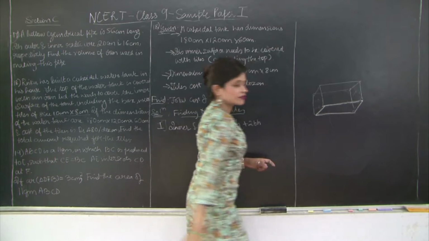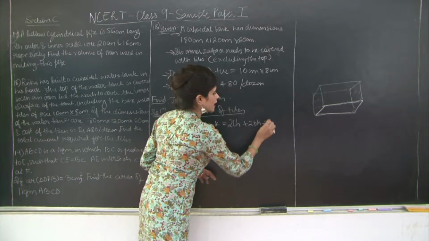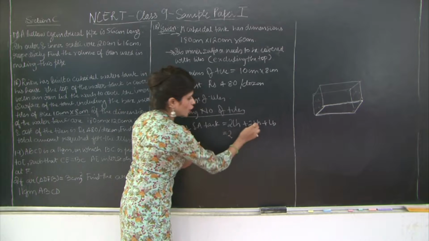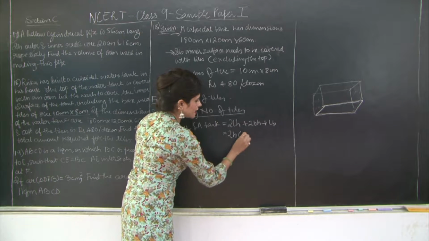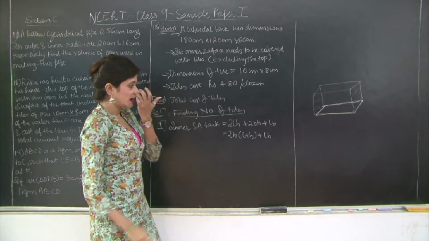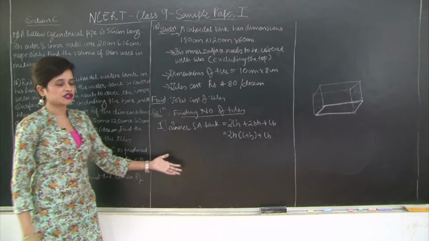Right? So only 1 length into breadth. So this can be further rewritten as 2h. You can take h common outside: (L plus B plus LB). Got it? Now what we need to do is just substitute the values.